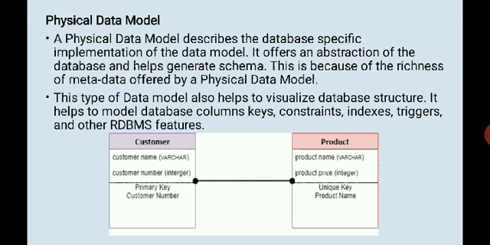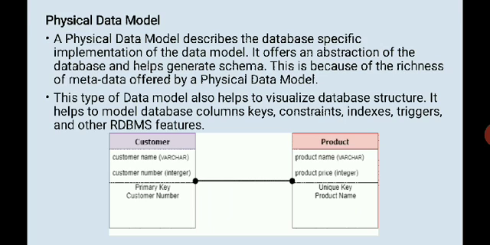Then we come to the physical data model. A physical data model describes the database specific implementation of the data model. It offers an abstraction of the database and helps generate schema, right? So the physical data model is describing the database specific implementation of the data model. The physical database implementation is taking place here, and an abstraction of the database is actually helping me generate the schema, right?